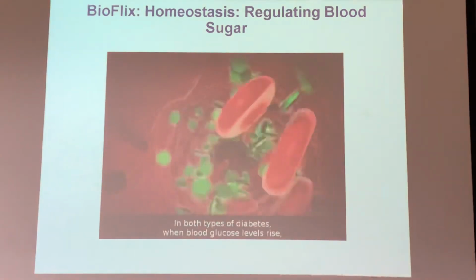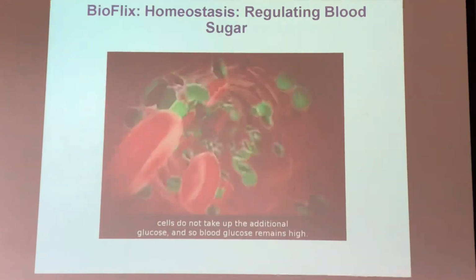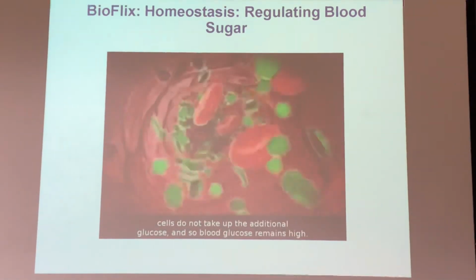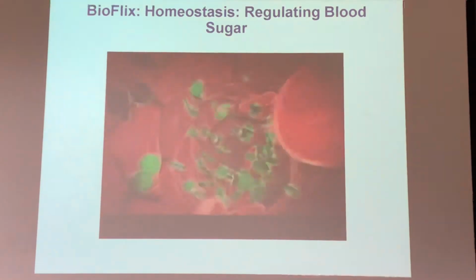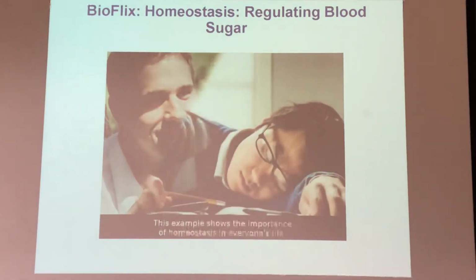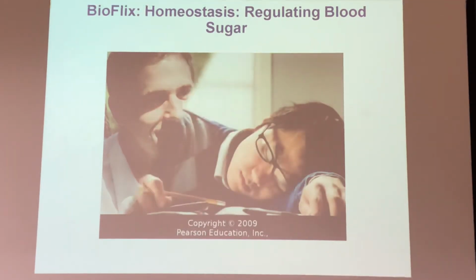In both types of diabetes, when blood glucose levels rise, cells do not take up the additional glucose, and so blood glucose remains high. This example shows the importance of homeostasis in everyone's life.